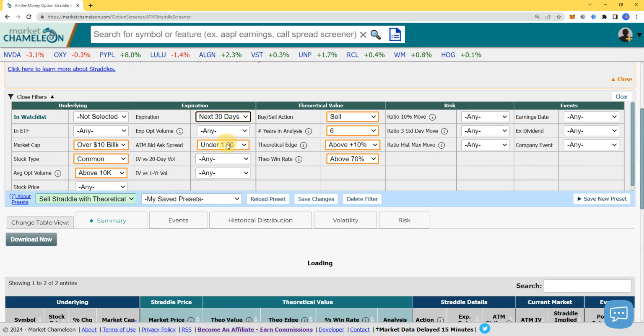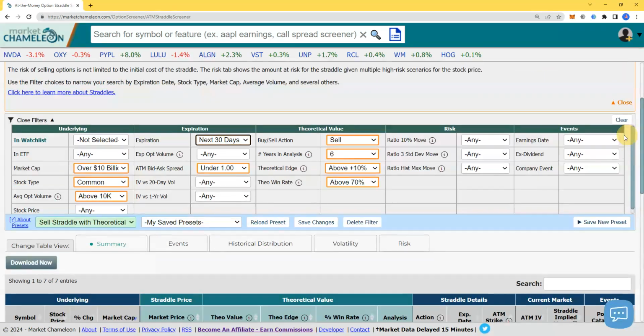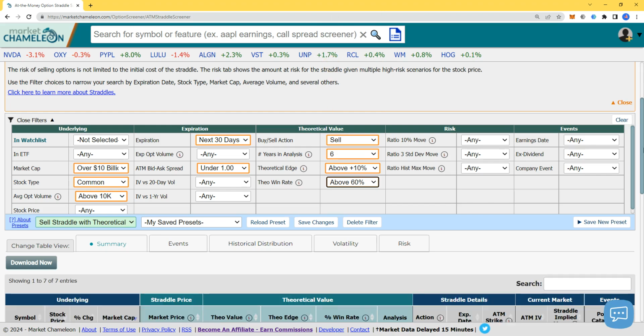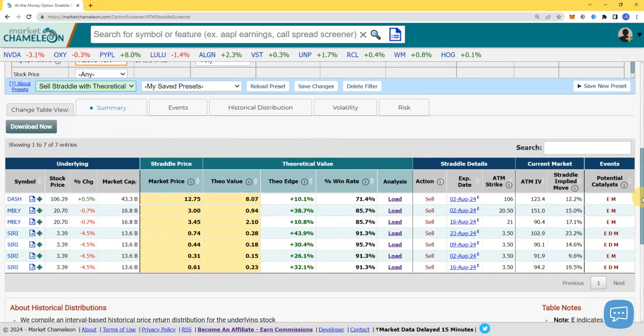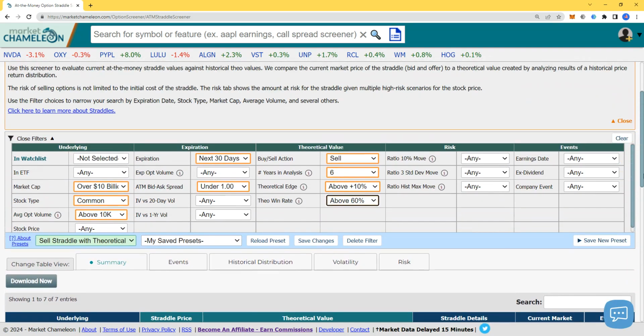What was the 30-day DoorDash? This is interesting. I'm going to check this out in a second. And we've got sell. Okay, so you're selling the straddle. 6 years of analysis. Okay, and we've got theoretical edge above 10%. Theoretical win rate, let's change this to 60%. So we've got more options right here. Here's the DoorDash. Okay, we're going to check this in a minute.